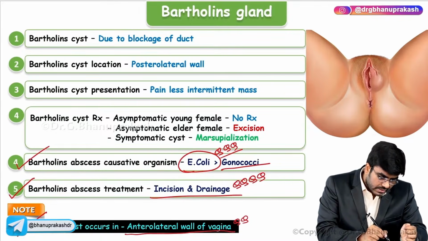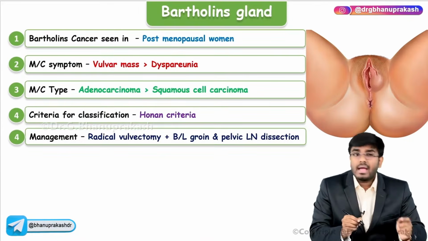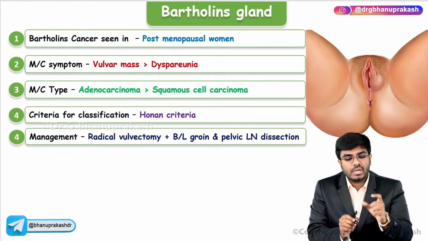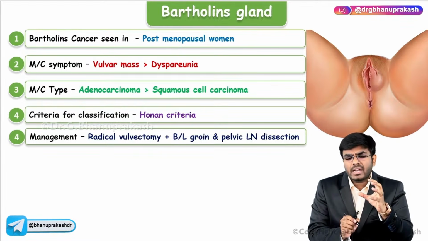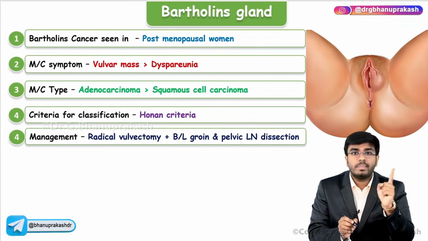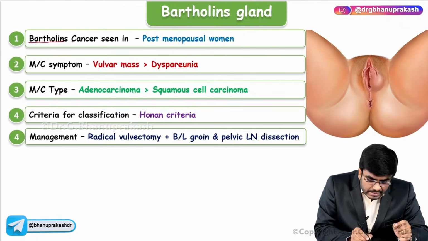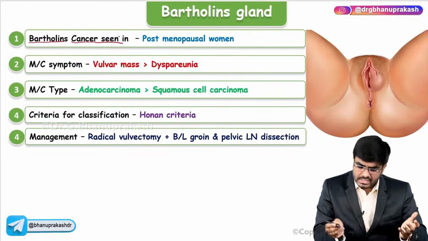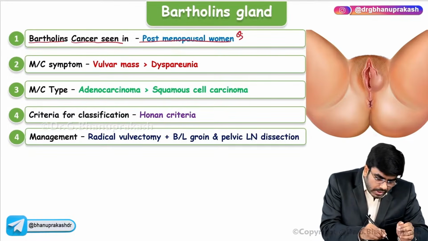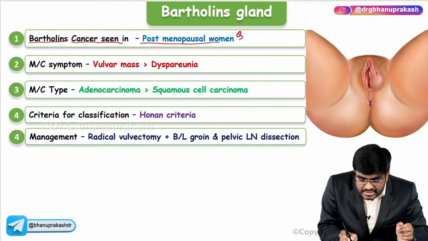Now after this, let's talk about some important points about Bartholin's cancer. Guys, I have said in elderly females that there is a risk of conversion of this Bartholin's swelling or Bartholin's cyst into cancer. That's the reason why we are doing excision. In the previous slide we have discussed. Now if someone asks you, Bartholin's cancer is most commonly seen in, yes, there is a risk in the elderly female, that is postmenopausal women. So in a postmenopausal woman, there is a risk of this Bartholin's cancer.